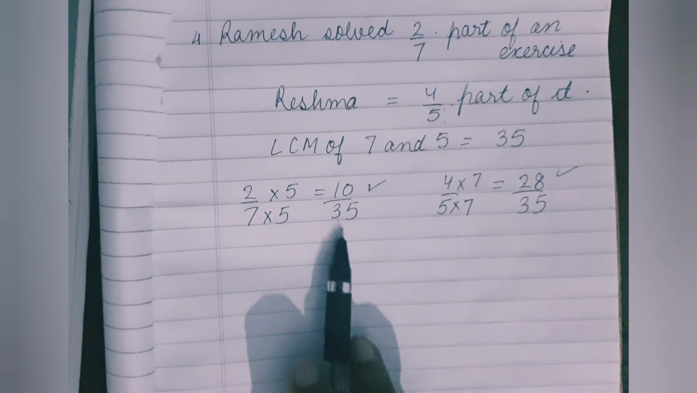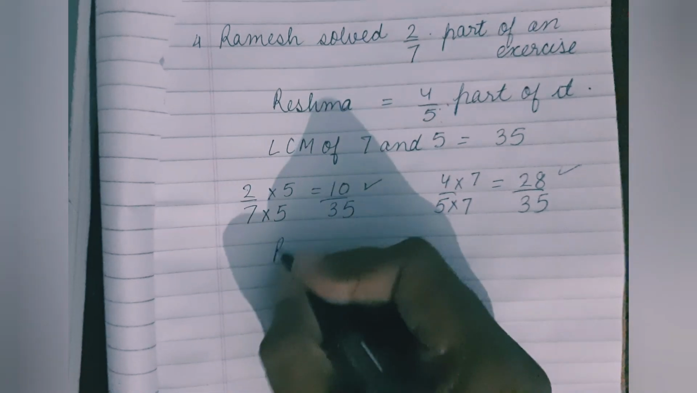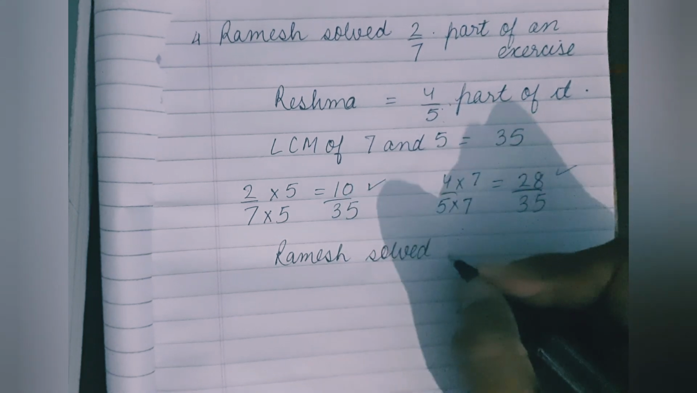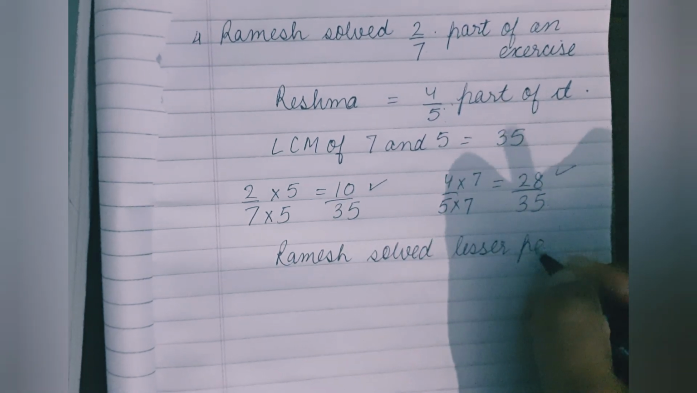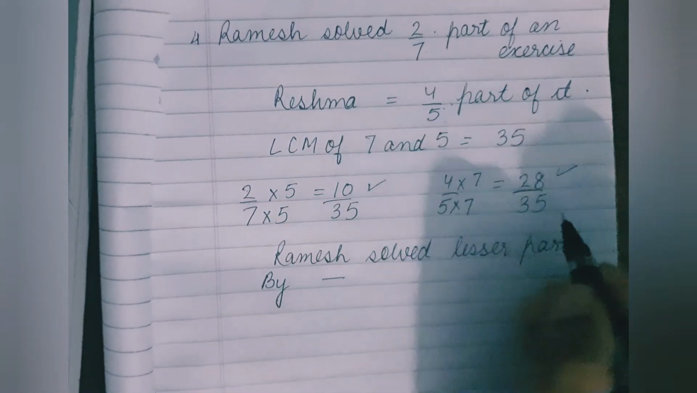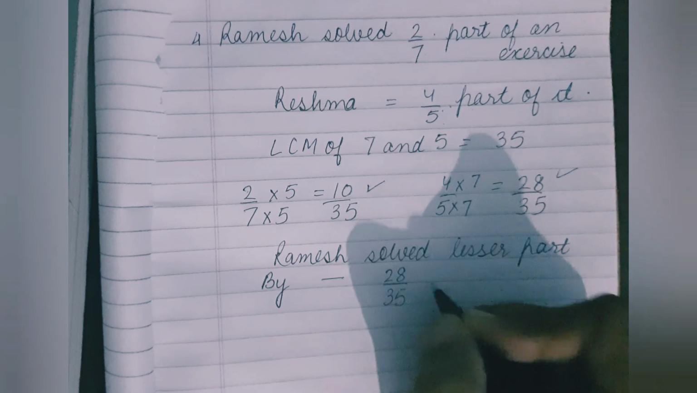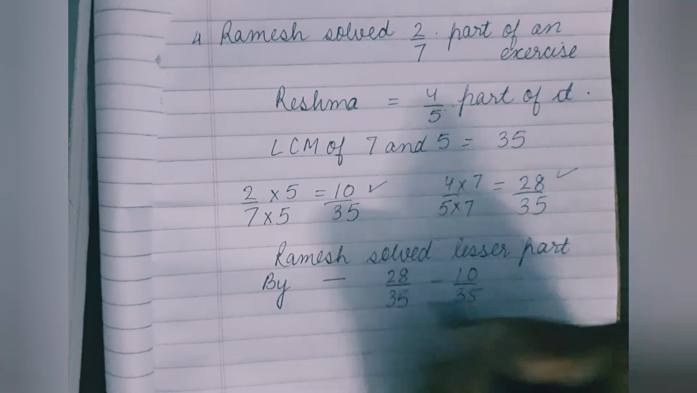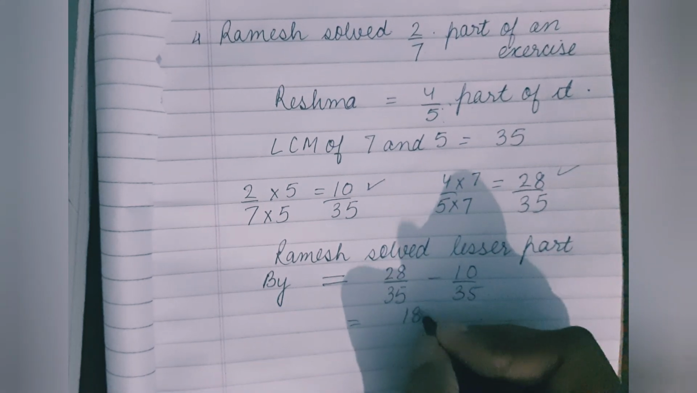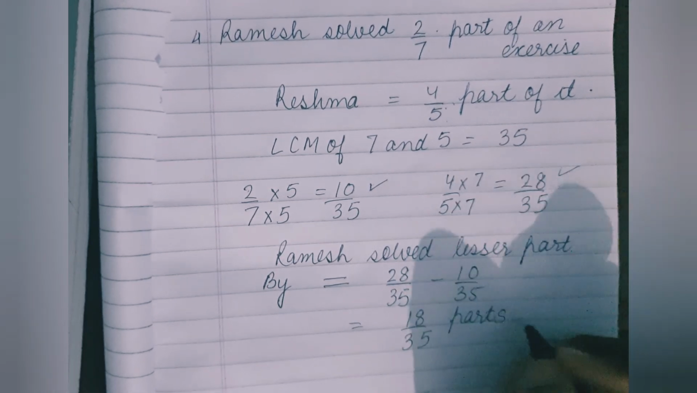Now you will compare both the fractions. When you compare both the fractions, which one is the lesser? You can say that Ramesh solved the lesser part. And by how much? Simply you will subtract it. 28 upon 35 minus 10 upon 35, that will come 18 upon 35. So by 18 upon 35 parts.